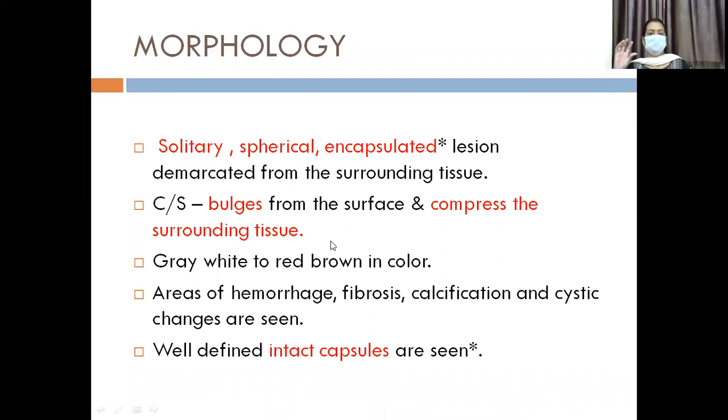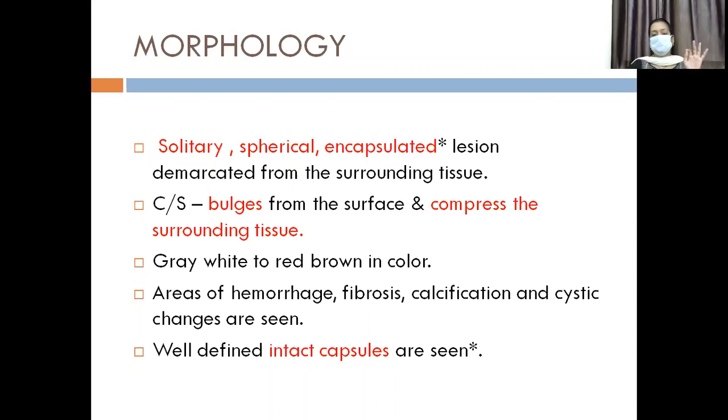I told you, the nodule is solitary, encapsulated, it is demarcated from the surrounding tissue. Okay, the cut section usually shows compression of the surrounding tissue. Gray, white or red brown in color. There can be again the degenerative abnormalities like hemorrhage, fibrosis, calcification and cystic change. But these degenerative changes occur more with time.